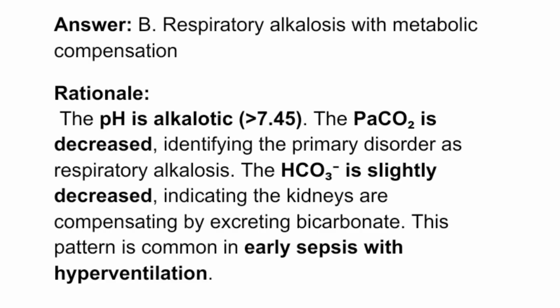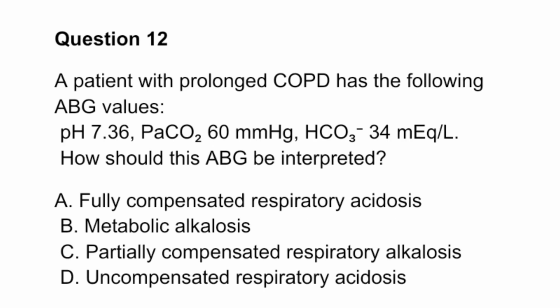The HCO3- is slightly decreased, indicating the kidneys are compensating by excreting bicarbonate. This pattern is common in early sepsis with hyperventilation. Question 12. A patient with prolonged COPD has the following ABG values: pH 7.36, PaCO2 60 mm Hg, HCO3- 34 milliequivalents per liter. How should this ABG be interpreted?